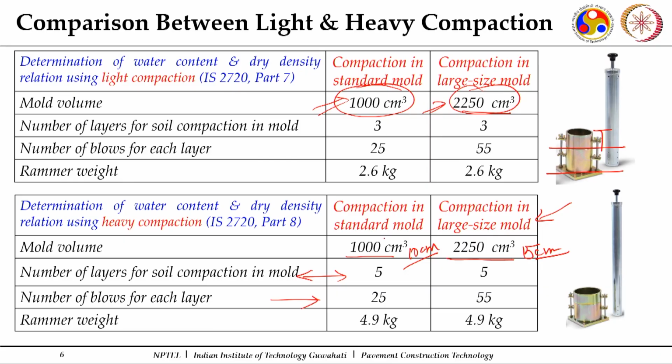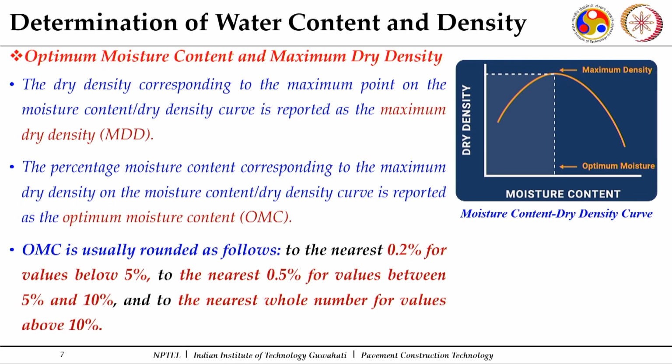So, depending upon the mold size, whether you are using the 15 centimeter one or the 10 centimeter one, you will take an initial weight of the soil and then add the starting water content to it. You will compact it in 5 layers. Each layer you will give 25 blows when it is the smaller dia mold. When it is the bigger mold, you will give 55 blows, so that your compactive effort remains the same, and the rammer weight is also the same in both cases. This is how you compact, and at different water content levels you determine the density of the soil sample in these molds.